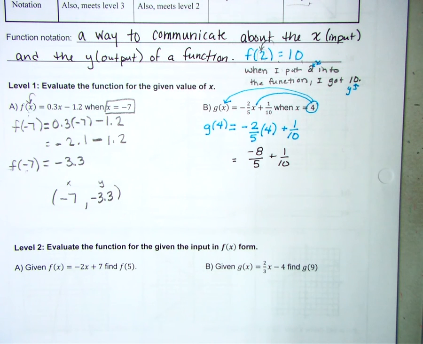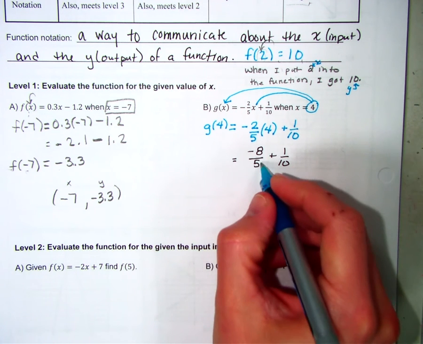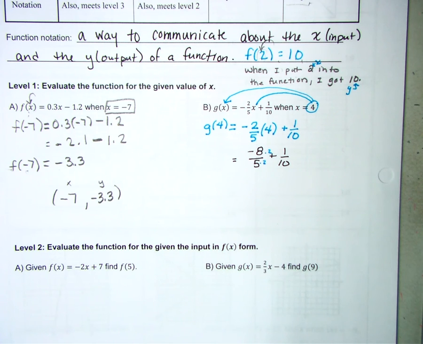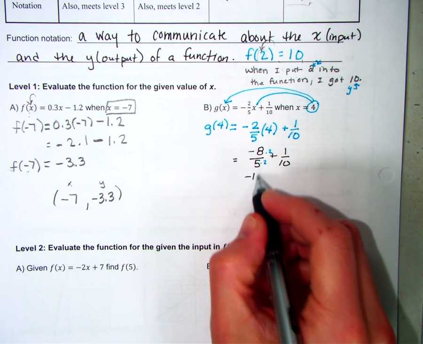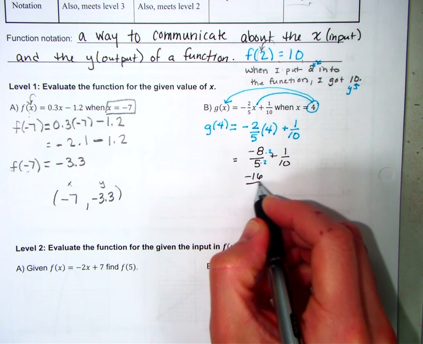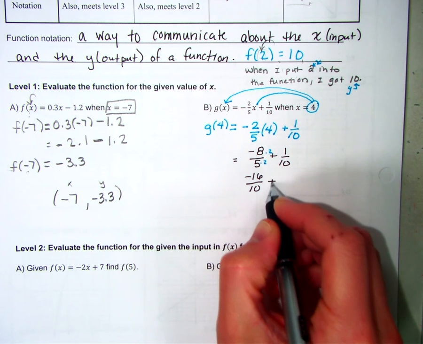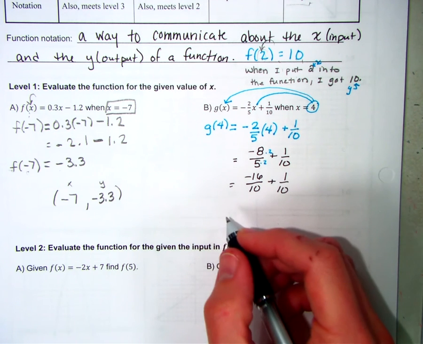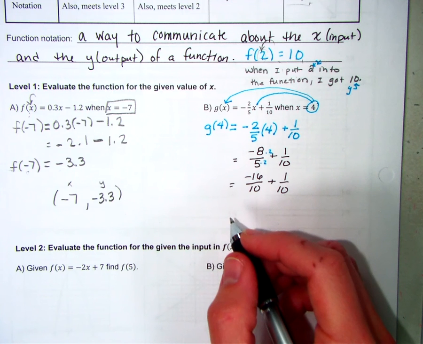And you can't actually add those together because they're not like denominators. You have to have a common denominator to add them together. So to get those to be a common denominator, I'm going to have to multiply these by 2. So I would get negative 16 over 10, and I'm going to add that to 1 over 10. See how long this is taking me? Anybody have an answer already? Typed it in their calculator, got an answer?